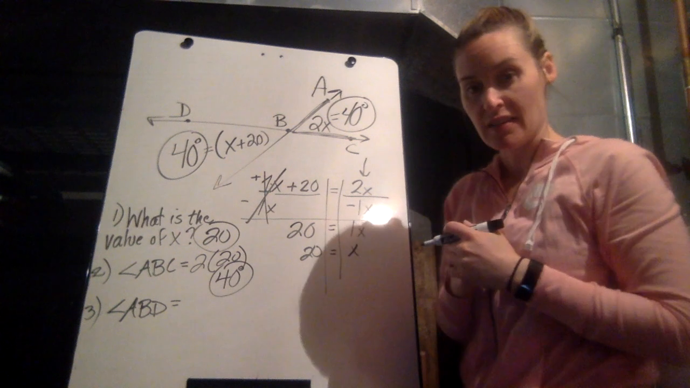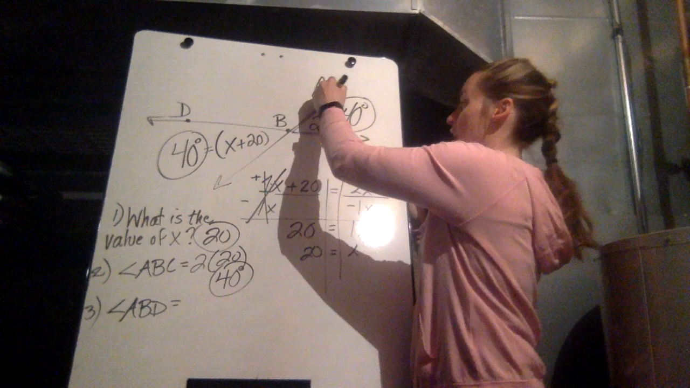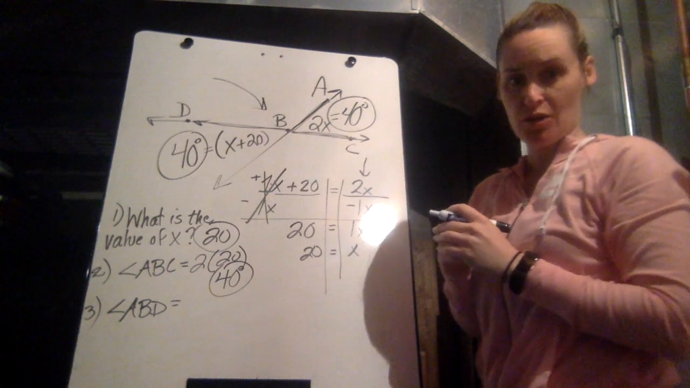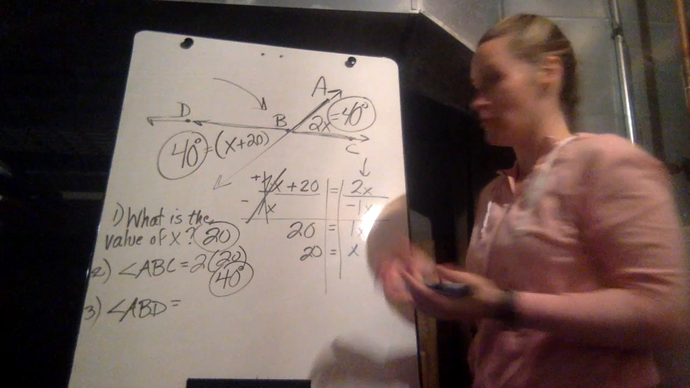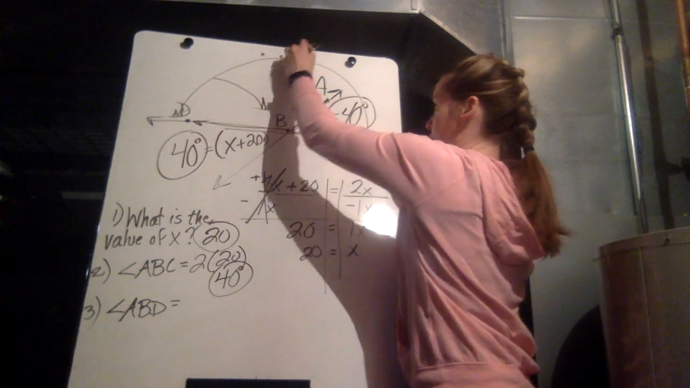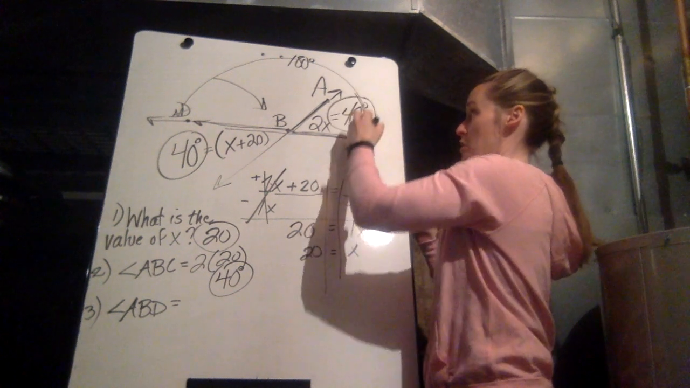And then our last task says, what is the measure of ABD? So A to B to D is this obtuse angle over here. So I have to think about how to find that, right? Well, I know a straight line all the way across is 180 degrees. And I know that I found part of it is 40.